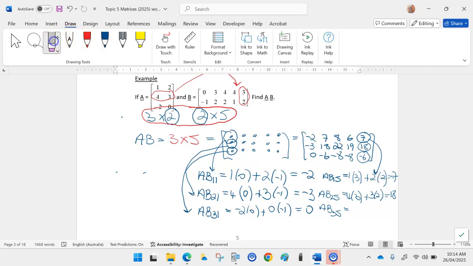Well, I take the third row this time of matrix A, which is -2, 0, and multiply through again the 5th column of matrix B. So first row, 5th column. That's -2. That's -2 by 3 plus 0 by 2 gives us -6. That's where -6 comes from.